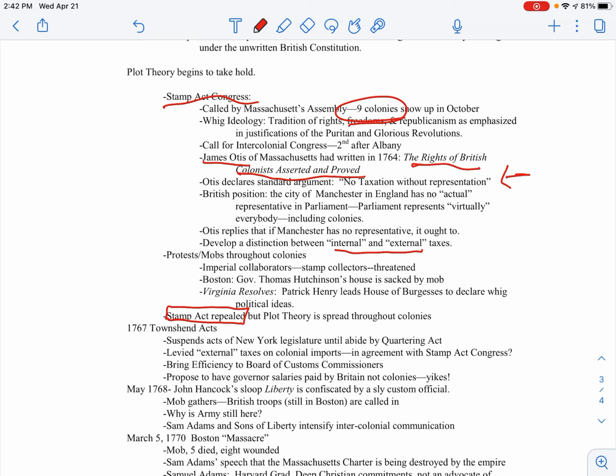But even though the British repeal it, this plot is still out there: what are those British up to? They are reducing us into a debtor class, which is on the verge of, or pushing us toward, slavery. So, as you can see, the Townshend Acts actually try to meet colonial standards, and they try to do things that will make things better in the colonies, but there's still little things that sort of flip everybody out, which is governors' salaries paid by Britain, not the colonies. This means all the governors of the colonies are primarily loyal to Britain. Here again, this is just scary.